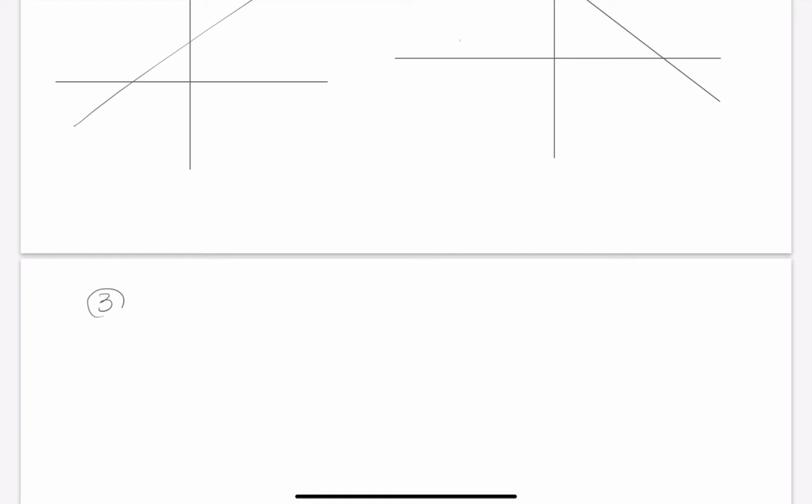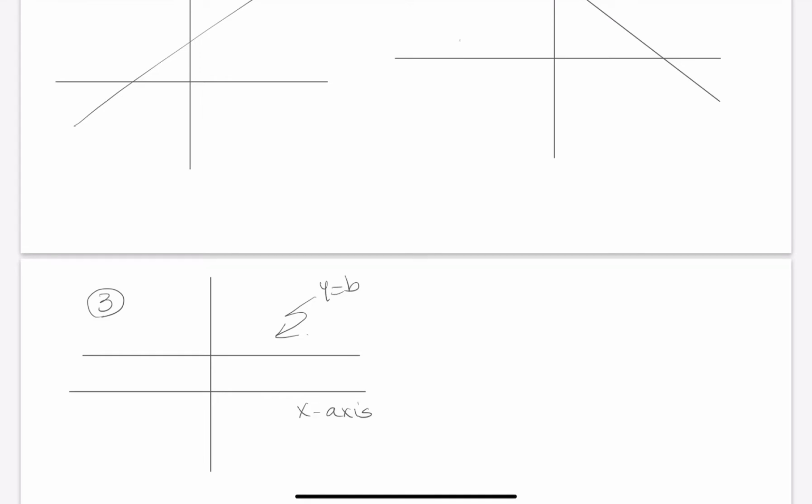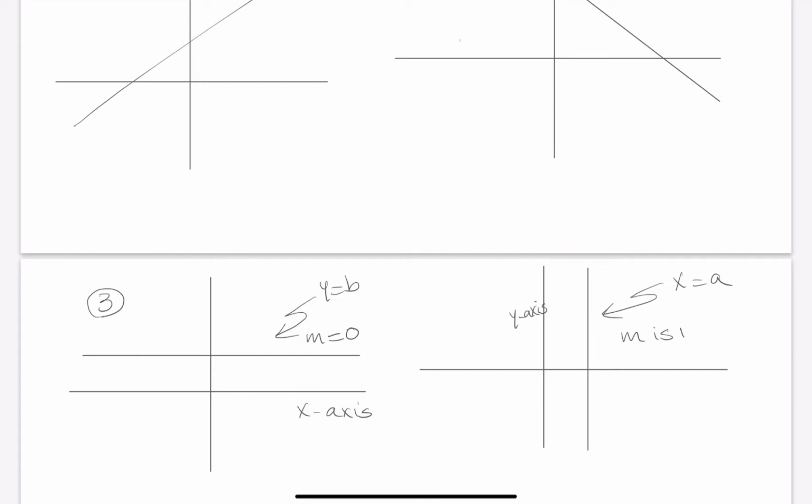Now the third kind is when the slope is 0. That's when your line is parallel to the x-axis, and the equation of such line is y equal a number, and the slope is 0, right? The fourth kind is the line which is parallel to the y-axis. So this is the y-axis. The equation of such line is x equal a number, and the slope is undefined.